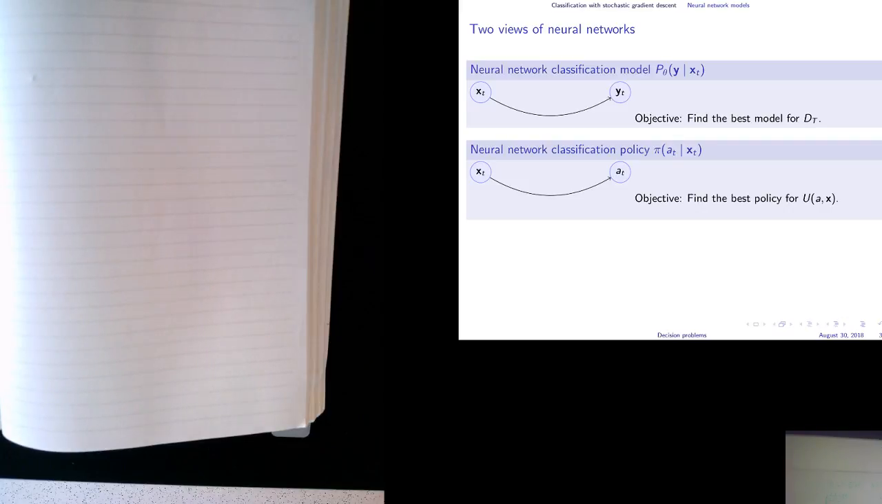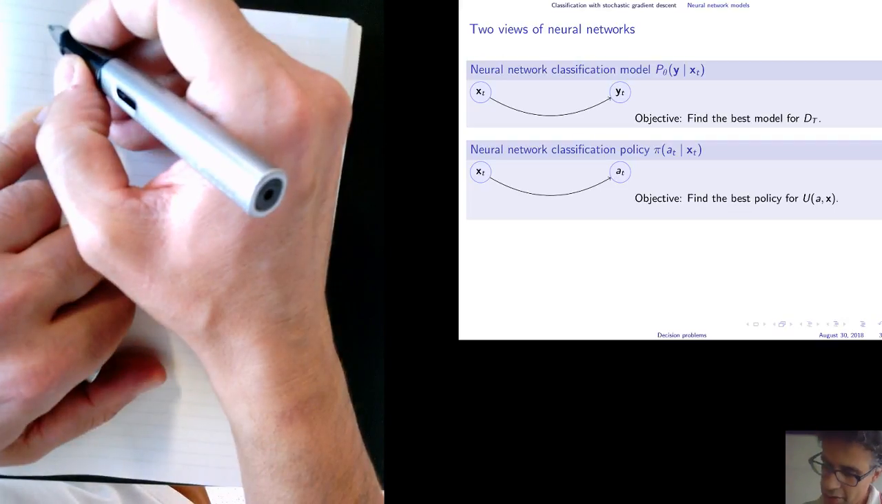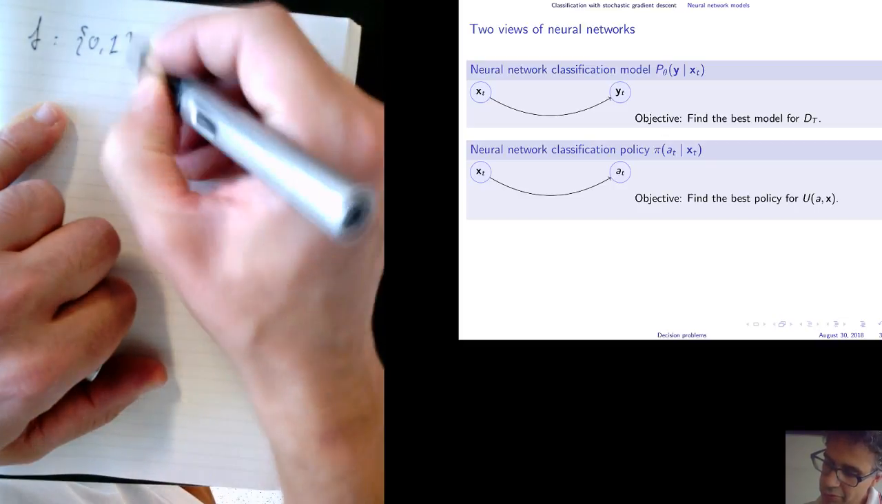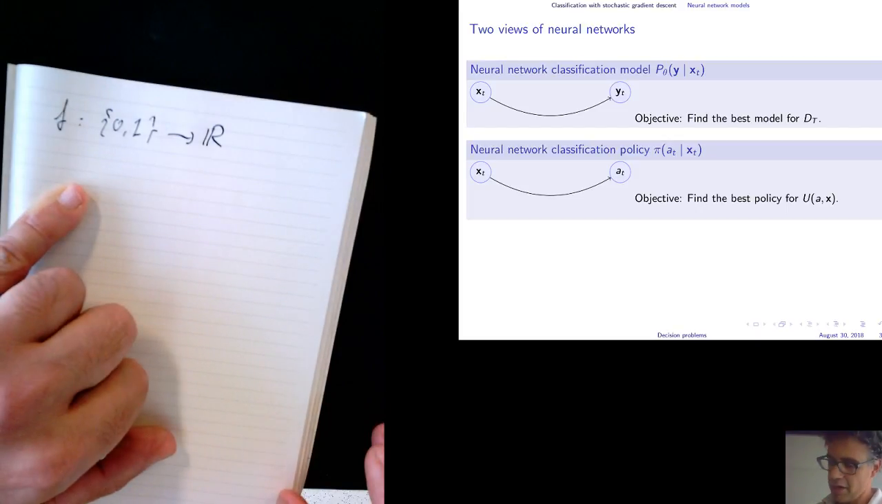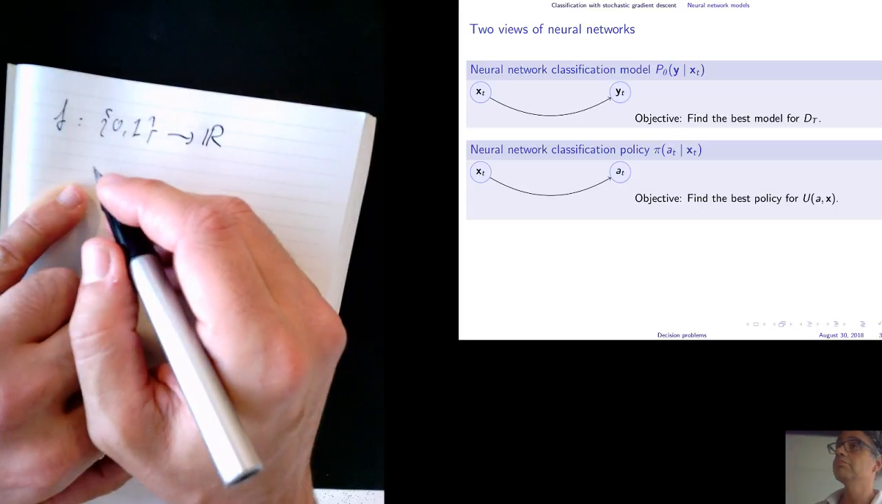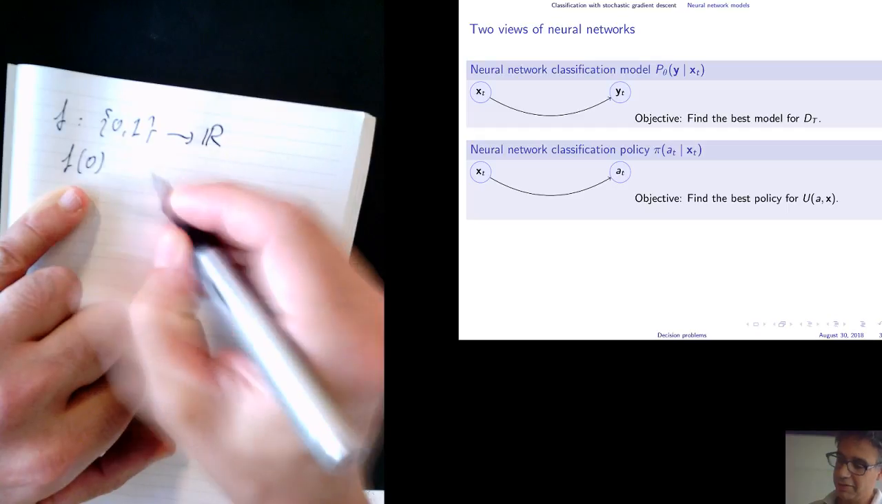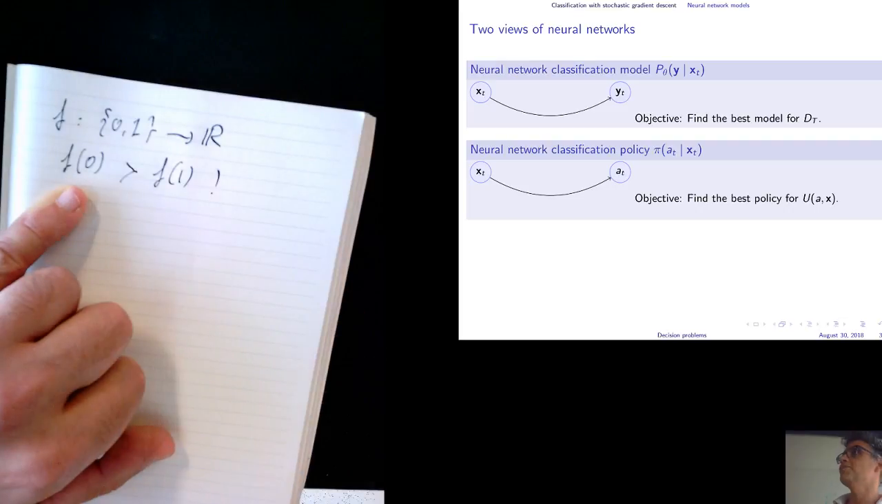If you have a function that has only two possible values, so you have a function f from {0, 1} to the real numbers, how can you find the maximum? It's pretty simple, right? Is f(0) greater or equal than f(1)? If it's greater, then 0 is the maximum. If not, then 1 is.